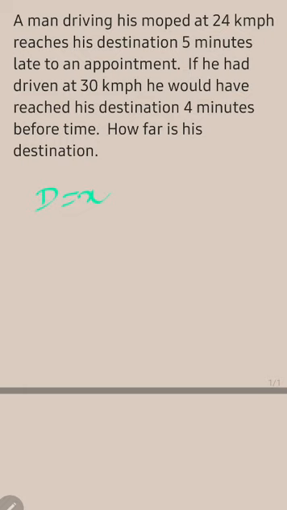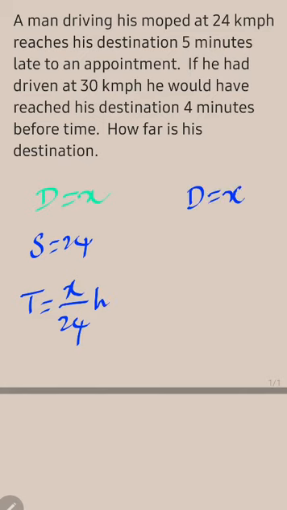In the first case distance is x, and the speed is 24 kilometers per hour. And what is the time? Time is distance by speed, that is x by 24 hours. Now in the second case, the distance is the same, x, but the speed is 30 kilometers per hour. Then the time is x by 30.